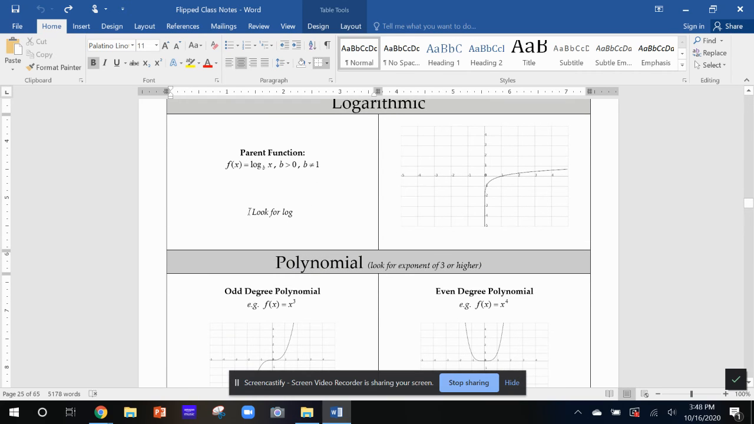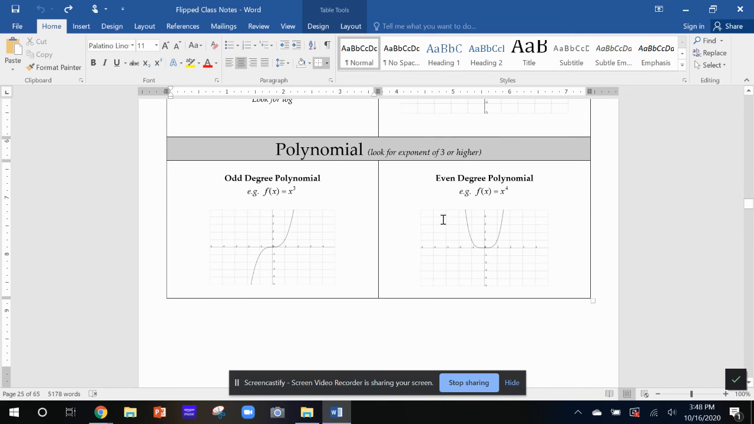Logarithmic, we're not going to do much with. The equation is easy to see. It has the letters log, a short version of logarithmic. The graph looks kind of like an exponential function, but I will always give you the equation. We're not going to do much with this, so I wouldn't worry too much about it.